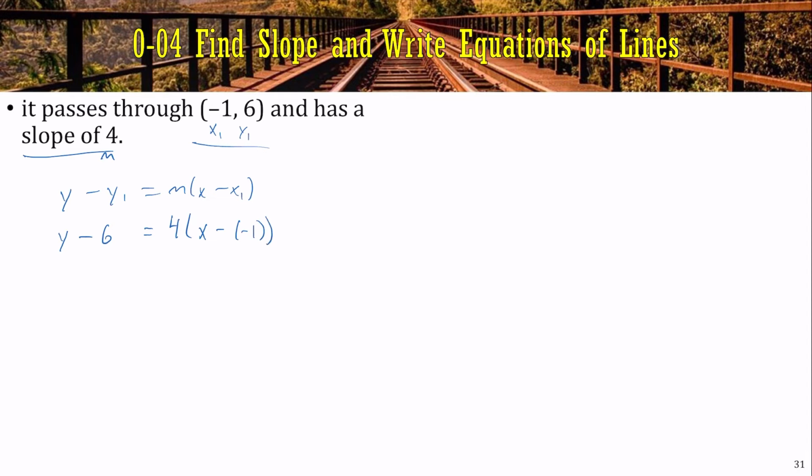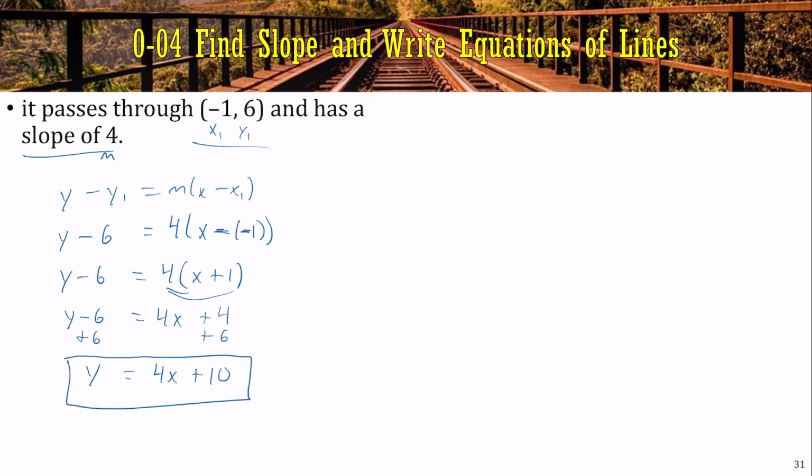Now notice x and y are x and y. Yes, that's on purpose. They're not filled in. Minus a minus is a plus, so it's x plus 1. We could distribute, so that'd be 4x plus 4. And let's solve it for y. So we'll add 6 to get the y by itself. 4x plus 10. That is the equation of our line through that point with that slope.